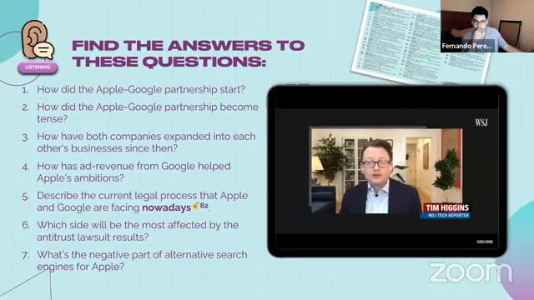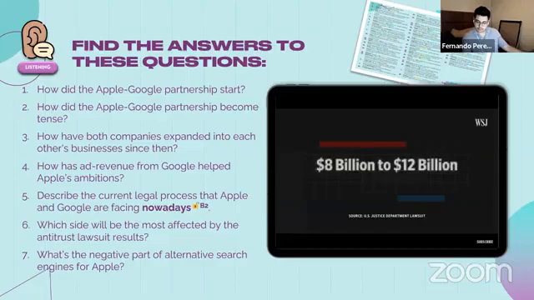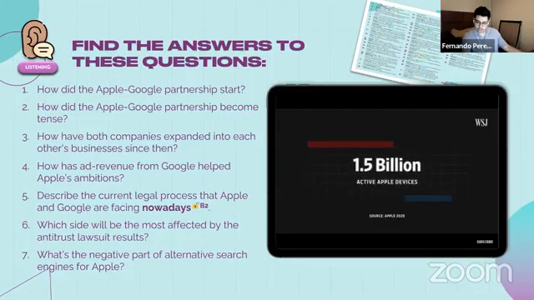I would describe Apple and Google as the classic example of frenemies. On one hand, they're fierce rivals. On the other hand, they benefit greatly from figuring out ways to work together. Google pays Apple an estimated $8 to $12 billion a year, or a third of Alphabet's annual profits, to make sure it's the default search engine on more than 1 billion Apple devices.